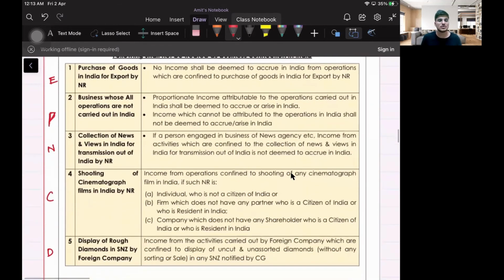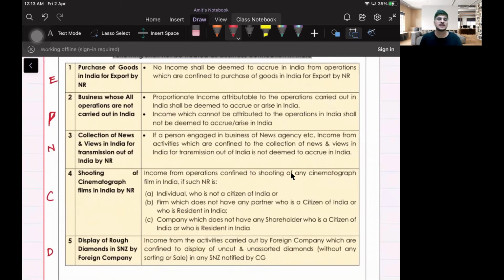What is C? Shooting a cinematograph films in India by non-resident. Non-resident is coming into India and shooting a cinematograph films. In that case, he is not considered as having a business connection in India. But there are certain conditions which are given. The person who is coming into India, if he is an individual, he should not be a citizen of India.